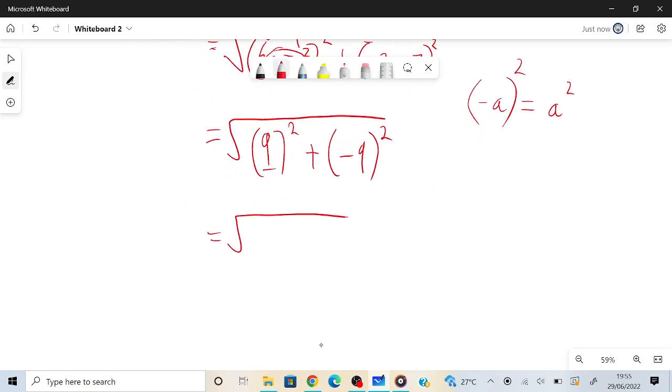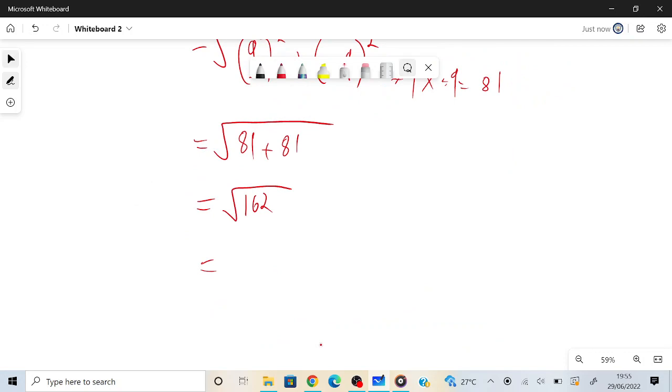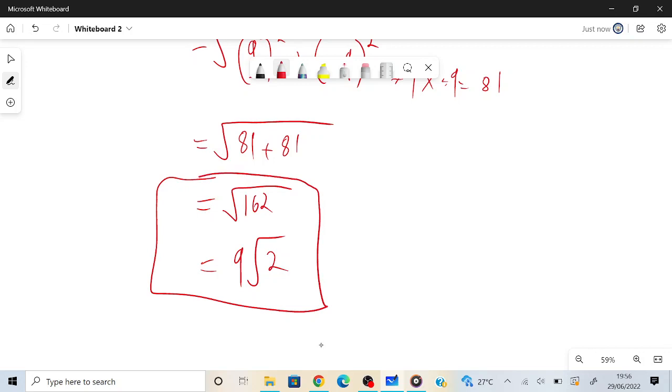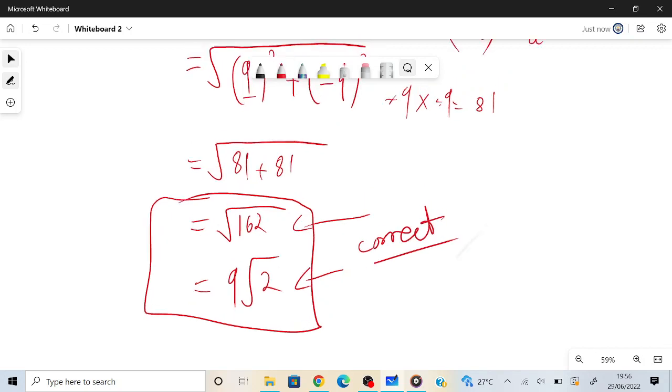So we know that this will now be 9 squared, that's 9 times 9, that's 81, plus (-9) squared, that's minus 9 times minus 9, and that gives 81, because the two minuses come together and give you a positive. And 81 plus 81 is nothing but the square root of 162, and the square root of 162 can be simplified even down to 9 root 2. But do take note that both of these can be taken as the correct answer. Both are correct. And that is the answer for that example.